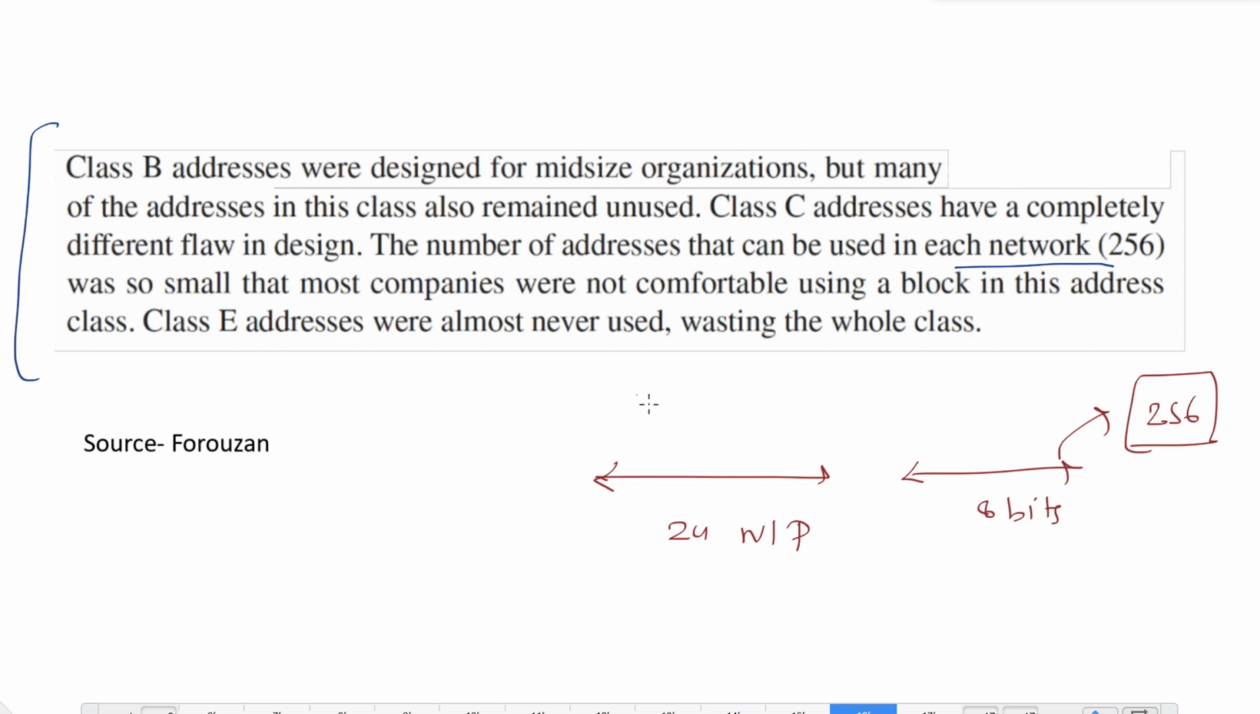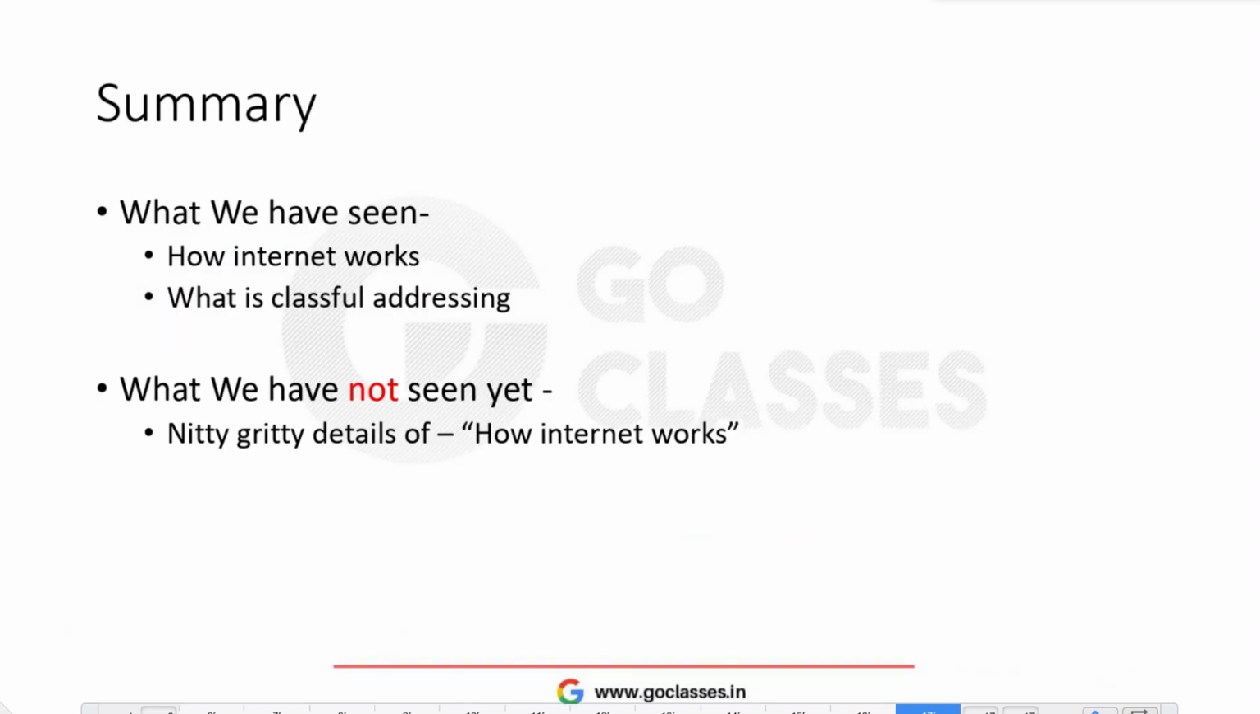We will be using classless addressing. Now, just to summarize what we have seen till now: we have seen how the internet works and what classful addressing is. What we have not seen is the nitty-gritty details of how the internet works. I have just shown you the overall idea, that it works using optical fibers, but how the communication actually happens in technical terms, we have not talked about in much detail.